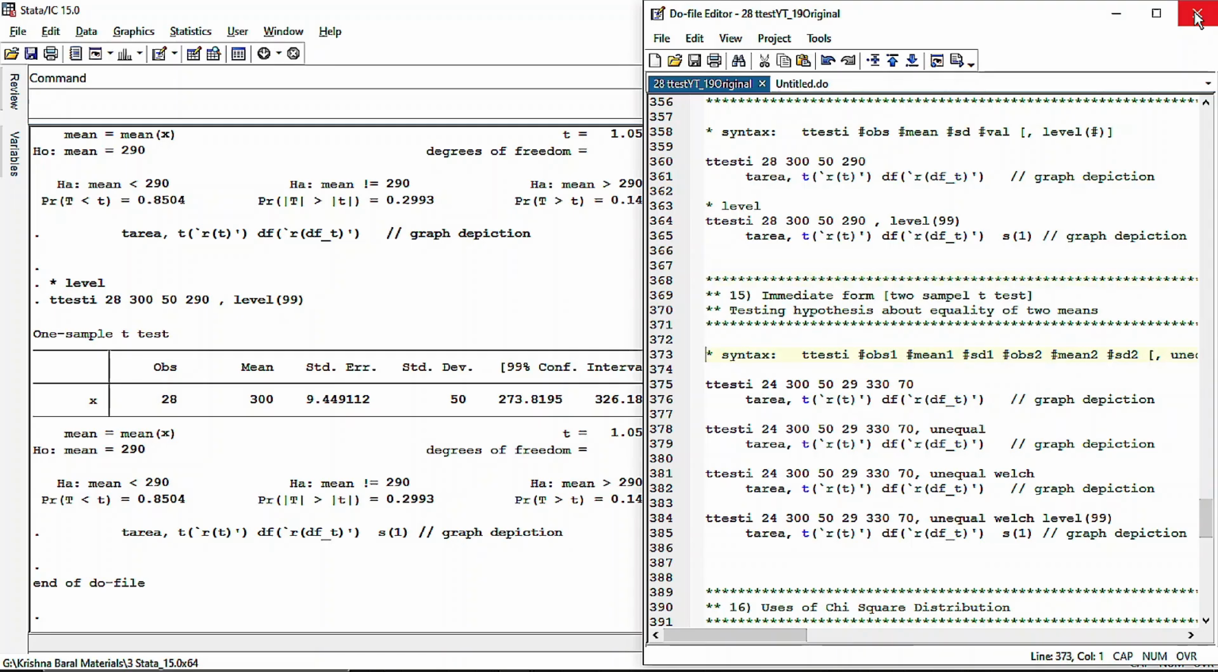Now let us carry out the t-test using immediate inputs for two samples. For the first one, the sample size is 24, its average is 300, and the sample standard deviation is 50.